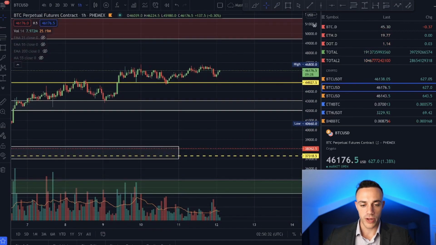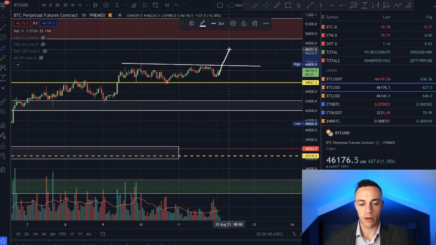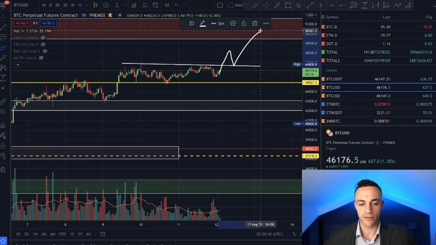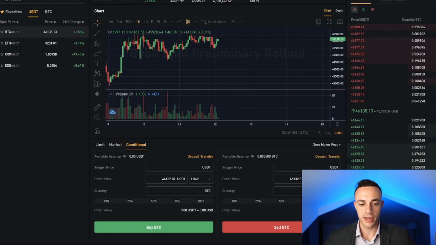So let's say we have this Bitcoin chart. Price is just going kind of sideways. We're going to wait for price to actually break out, and then we want to enter long on the retest before it starts going higher, right? So as a trigger, we could put our trigger at 47,500, for example, and then put our long order at 46.7K. So we would put as our trigger price 47,500.